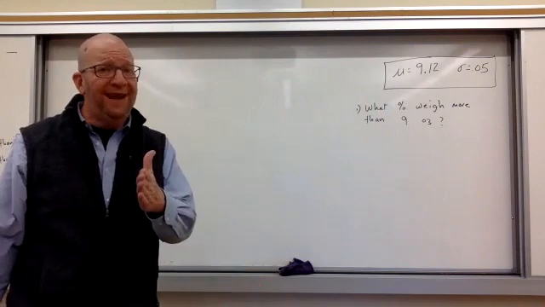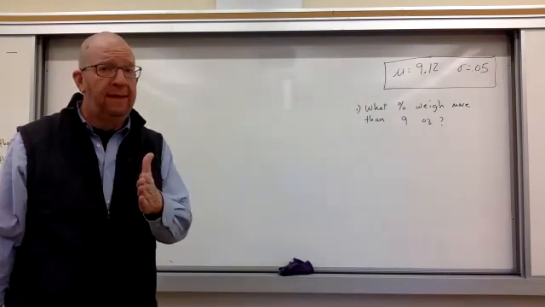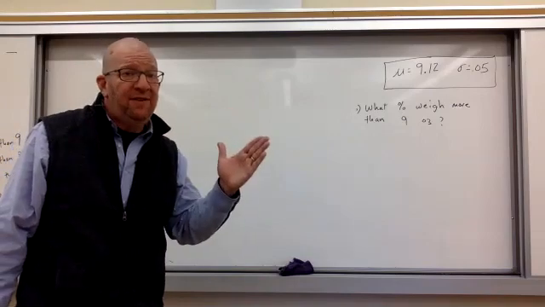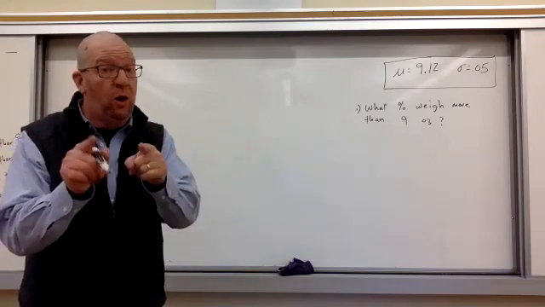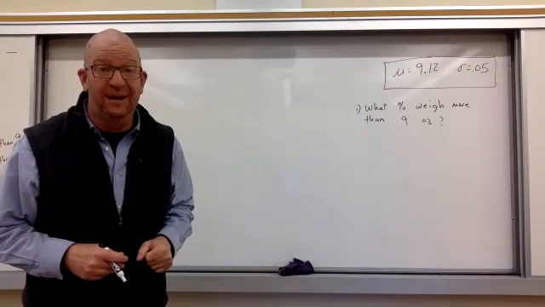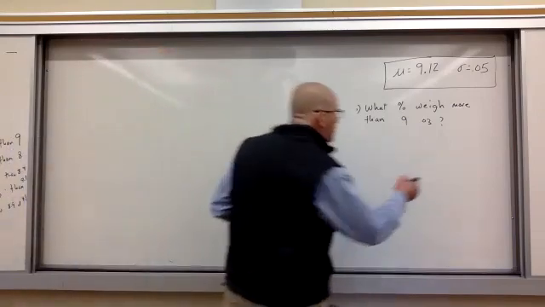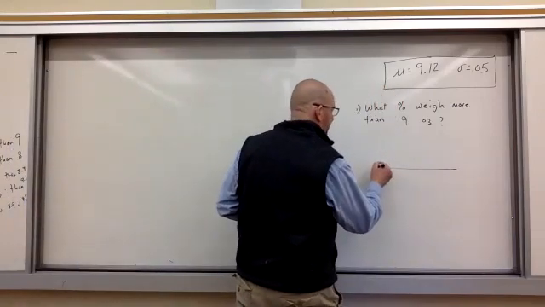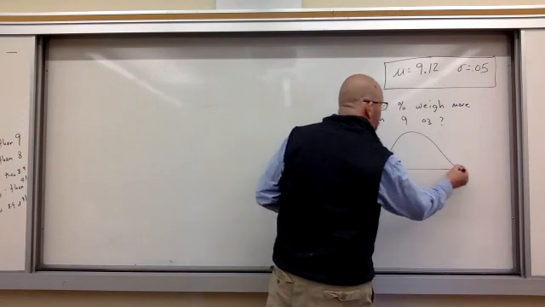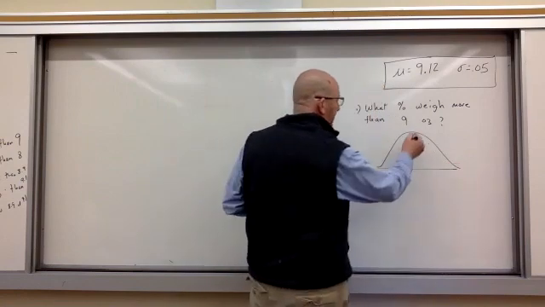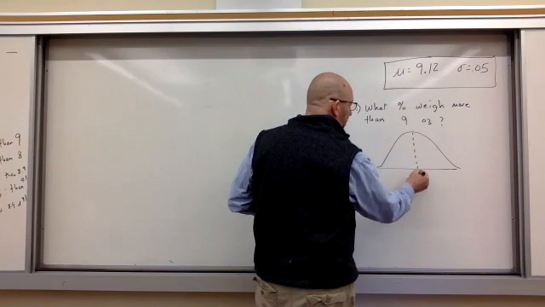Well, if the mean is 9.12, and 9 is to the left of that mean, and we want the percent to weigh more, we know our answer should be more than 50%, right? So you always want to have an idea of the ballpark to make sure that you're interpreting your calculator correctly.